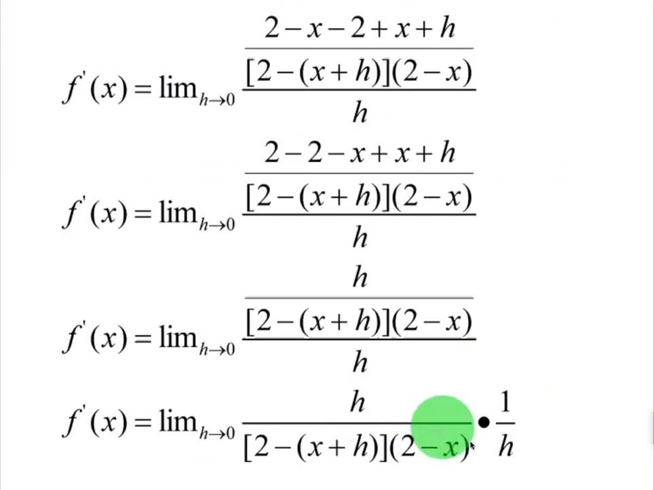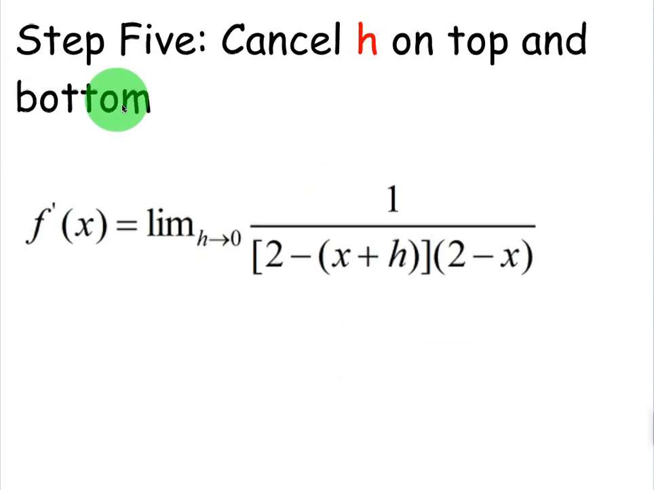Okay, so this h and this h will cancel, cross cancel basically. In fact, I'll even do that with my pen here. And now we're just going to be left with 1 over this. So again, step 5 is always to cancel those h's. That way you can plug in 0 for h and ultimately figure out what the derivative is.